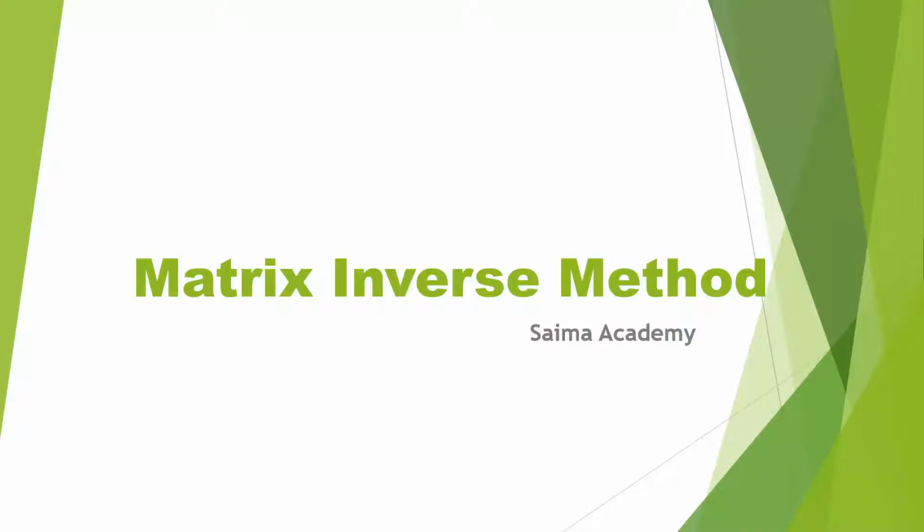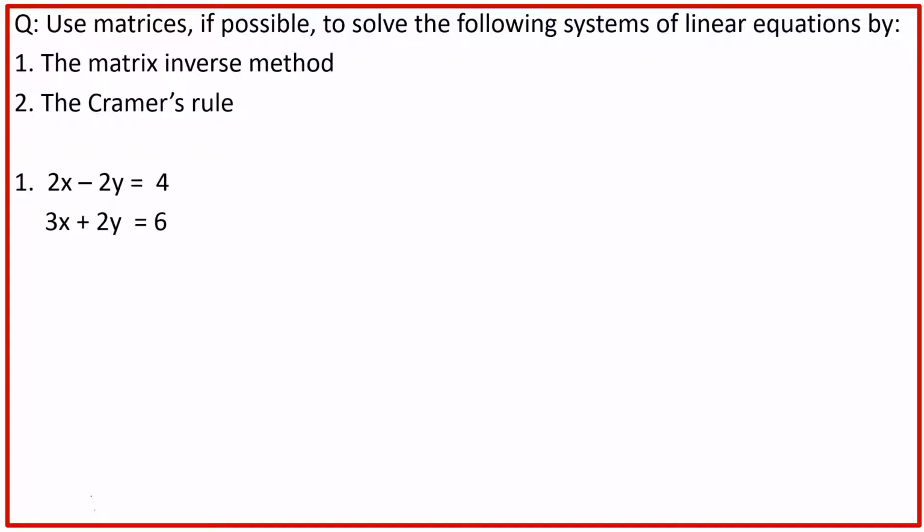In this lesson, we will discuss the matrix inverse method. So here is the question. We have this linear equation: 2x minus 2y is equal to 4, and 3x plus 2y is equal to 4.